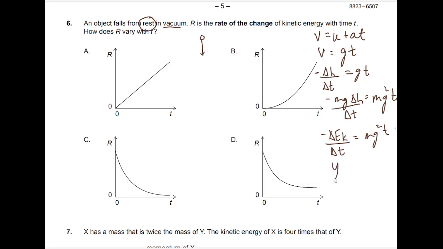Now, if I compare this equation with y equals mx plus c, this is rate of change of kinetic energy, which is r, which is given in the question. So, r is rate of change of kinetic energy plotted on y. On y, we don't have any y-intercept, so I'll write it as 0. m is mg square, and on x-axis I am plotting t. So, I can compare this equation with the equation of a straight line. So, that means option A is the correct answer because I am getting a straight line equation.